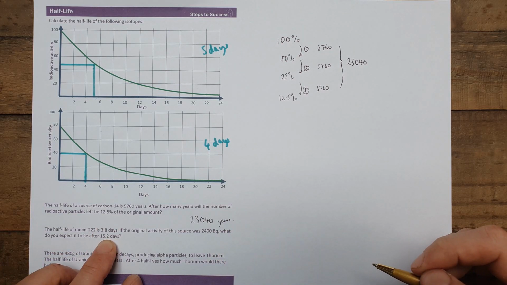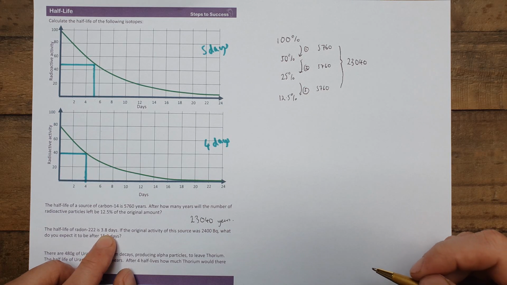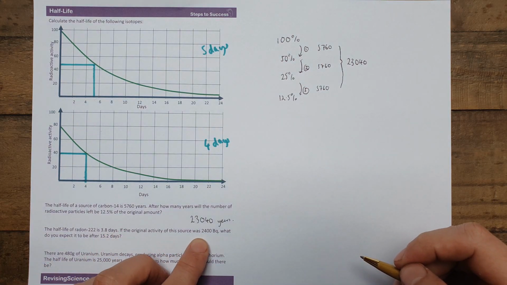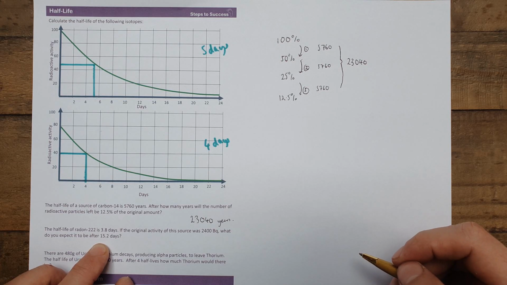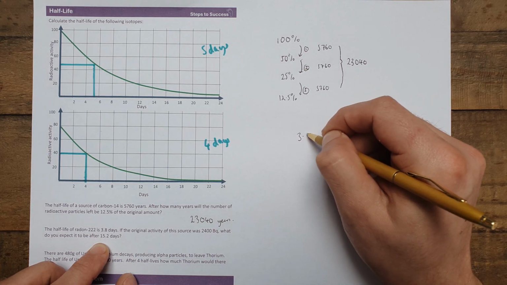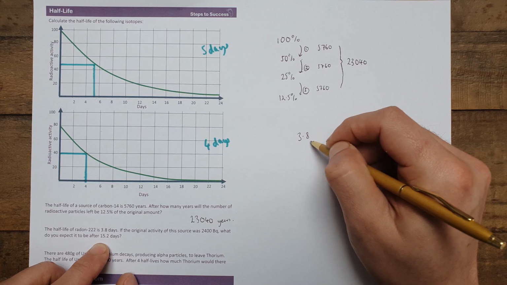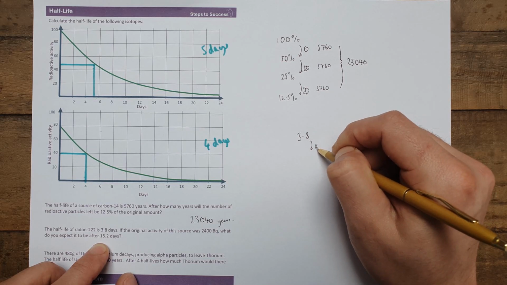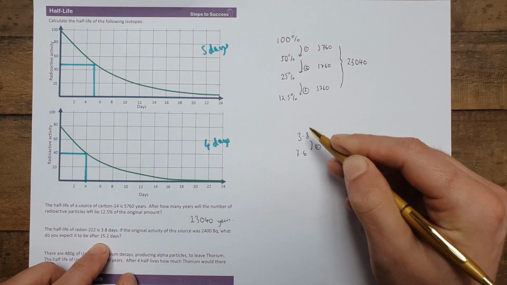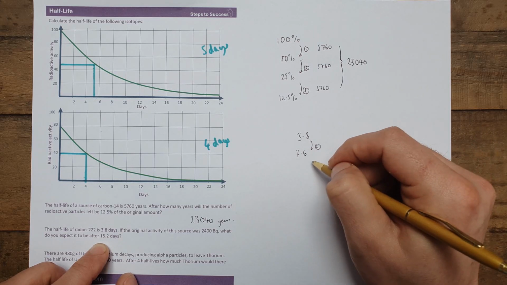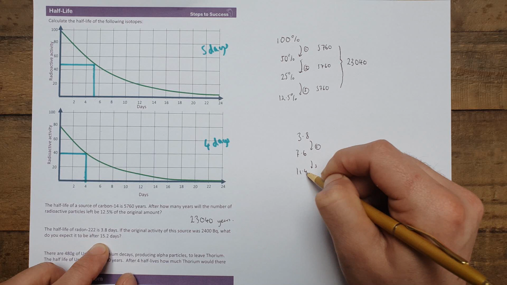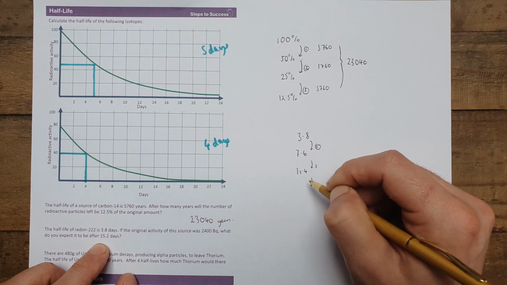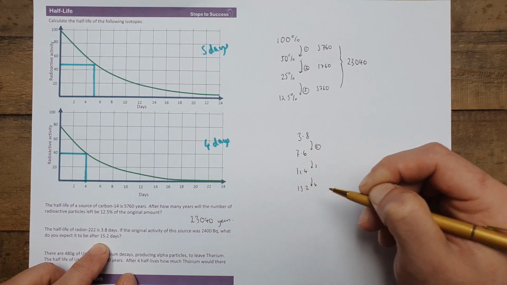In the next question, it tells us the half-life of radon is 3.8 days. It gives us the original activity of the source, and it asks us what we'd expect it to be after 15.2 days. Well, we know that one half-life is 3.8 days, so therefore, to get to 2 half-lives, it would take 7.6 days, 2 lots of 3.8. Our third half-life would take us up to 11.4, and finally our fourth half-life would take us to 15.2 days.